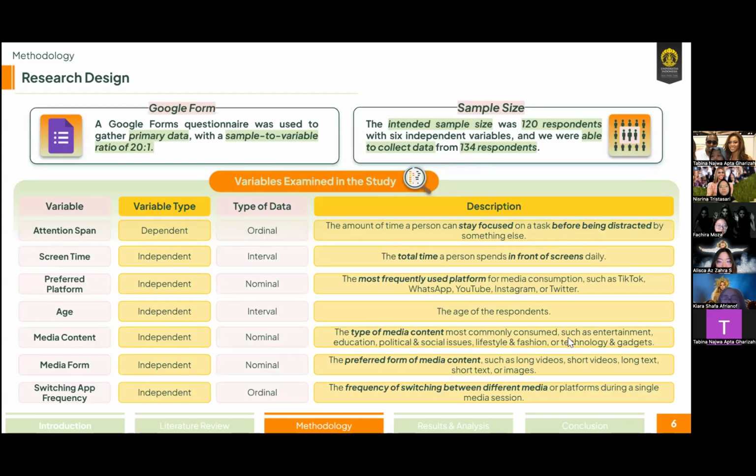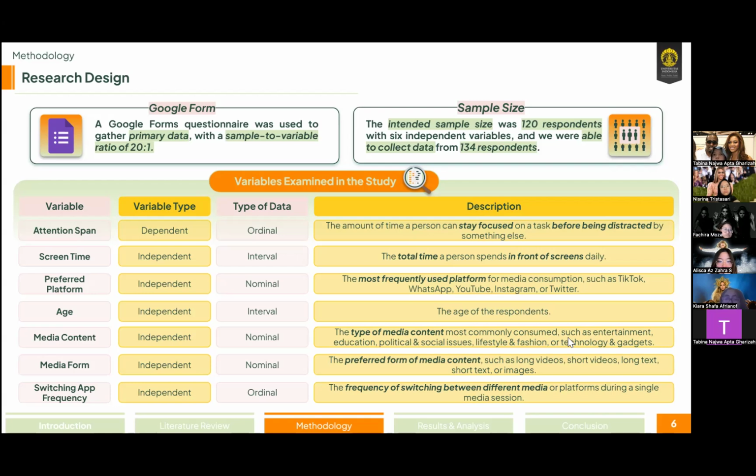So the data collection method that we use is Google Form, with the intended sample of 120 respondents with a sample ratio of 20 to 1. However, we managed to collect 134 respondents. The dependent variable in the study is attention span. Meanwhile, the independent variables are screen time, preferred platform, age, media content, media form, and switching app frequency.